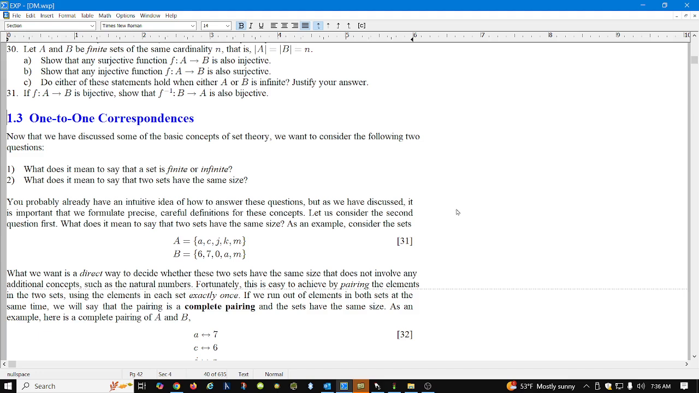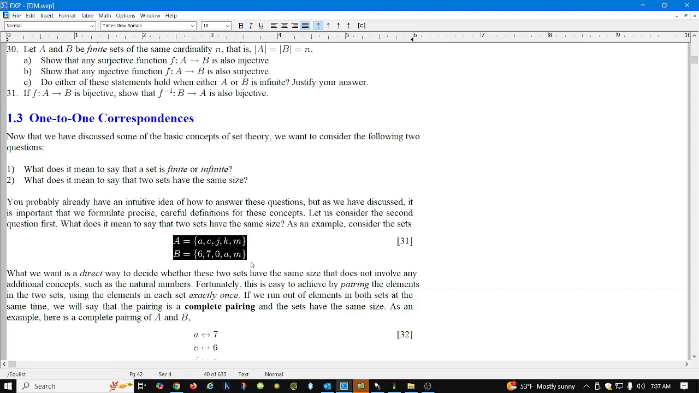Now, you probably already have a sense of how to answer these two questions, but let's remember that we need to formulate very precise, careful definitions for these concepts in the hopes of avoiding any future unpleasantness in the way of contradictions. So we need formal definitions. It turns out that in order to answer the first question, we need to answer the second question first. So let's address that question.